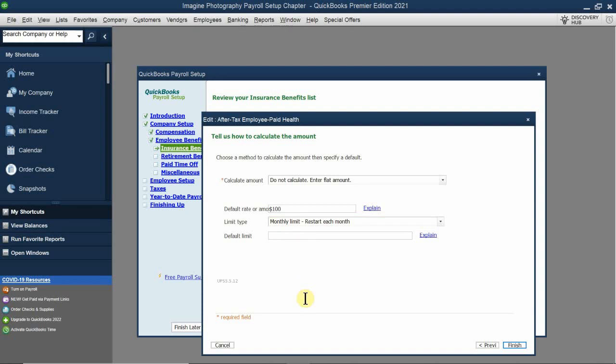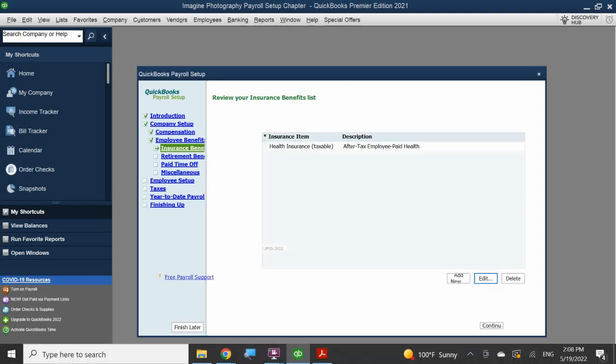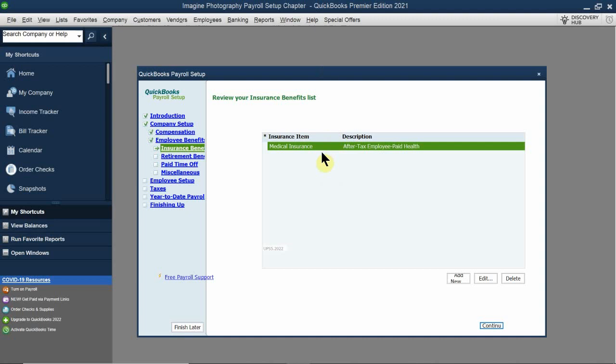Then the default limit. There is no limit to medical insurance. So make sure that you do note that there is no cap limit on how much an employee can invest into their healthcare. Once that looks good, I can go ahead and click finish. So that's me setting up that payroll item.